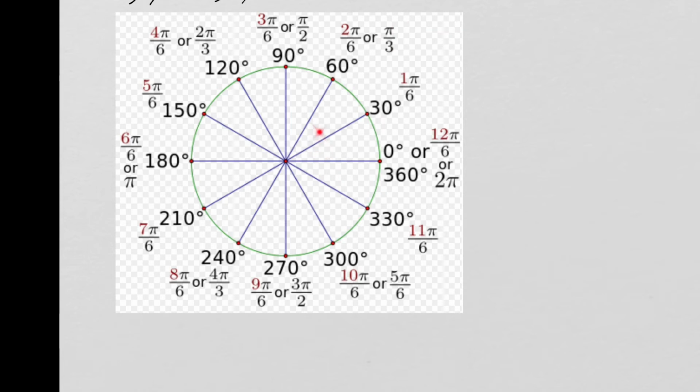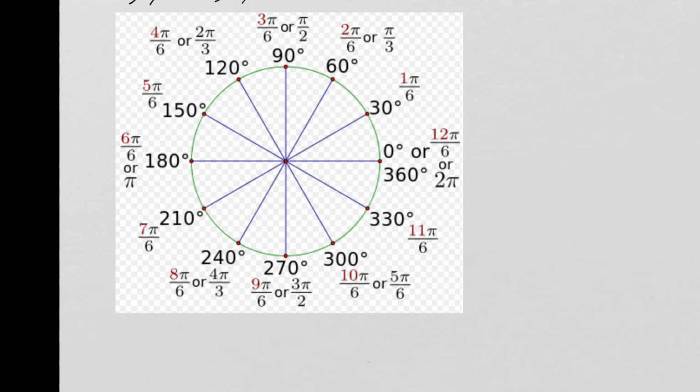If I go 3 of these, that's 3 times 30, which is 90 degrees. We already know that straight up is 90 degrees. Well, that's the same thing as 3/6 pi radians, but we can simplify that to pi over 2 radians, and so on and so forth. So these are common angles that you should be familiar with, especially this first quadrant here. The other ones you could figure out by adding and subtracting, or you could convert directly, but you especially want to know the first quadrant for sure.